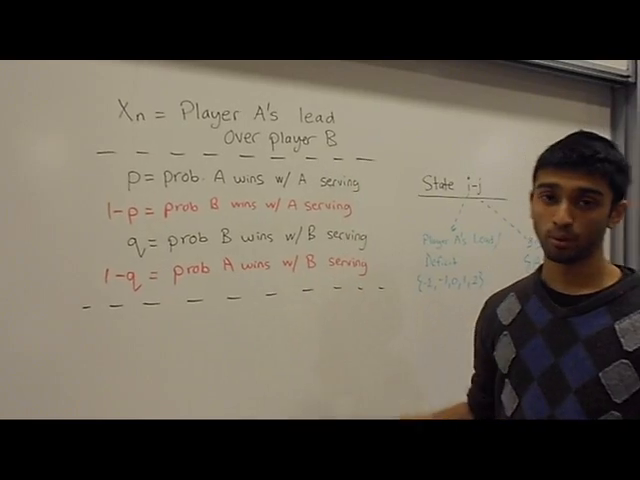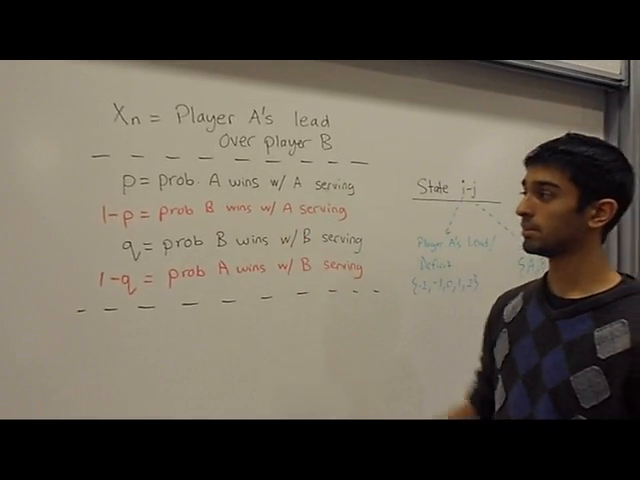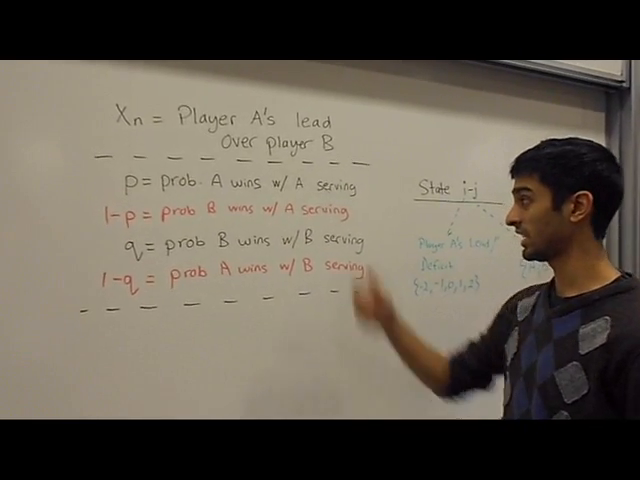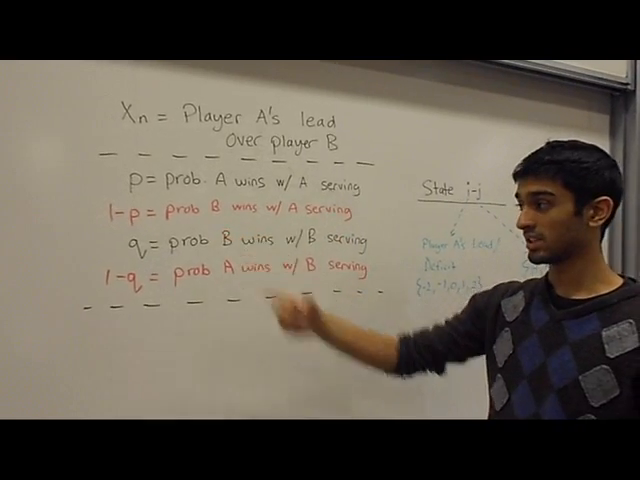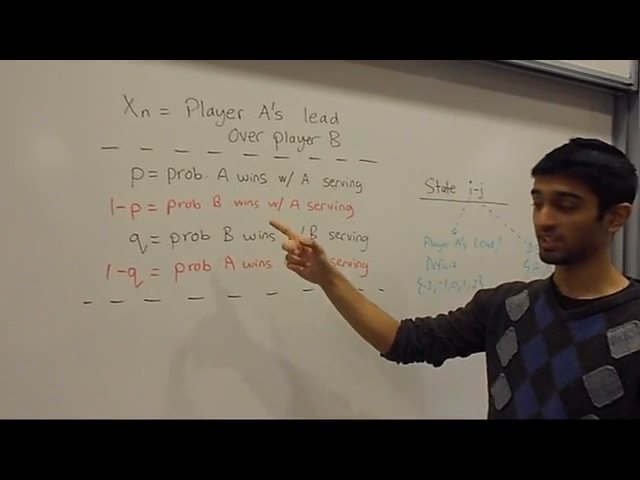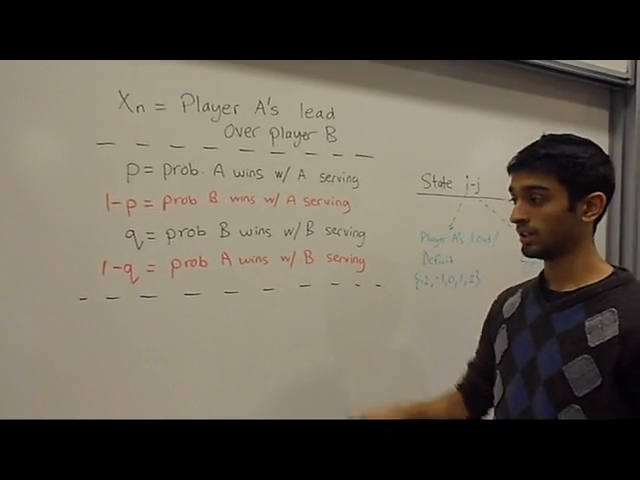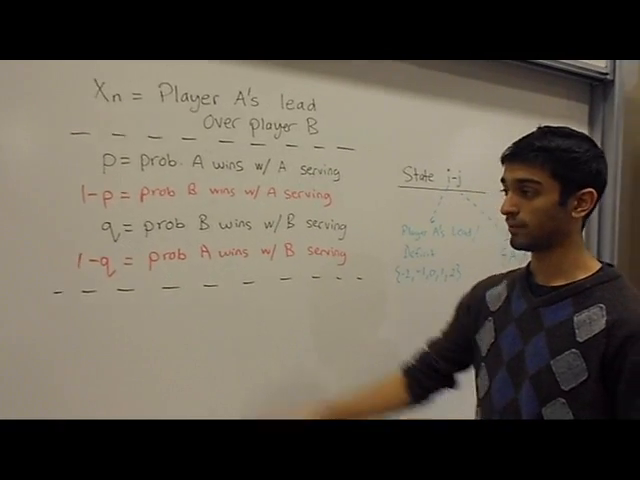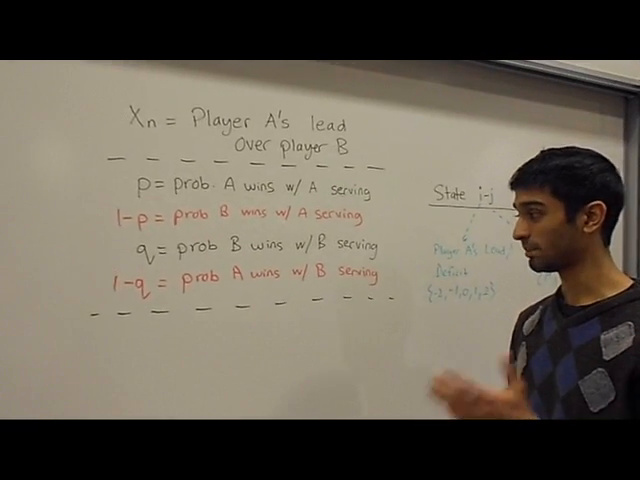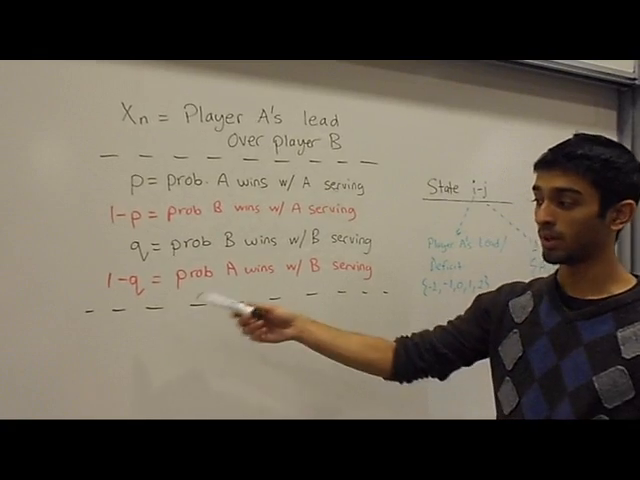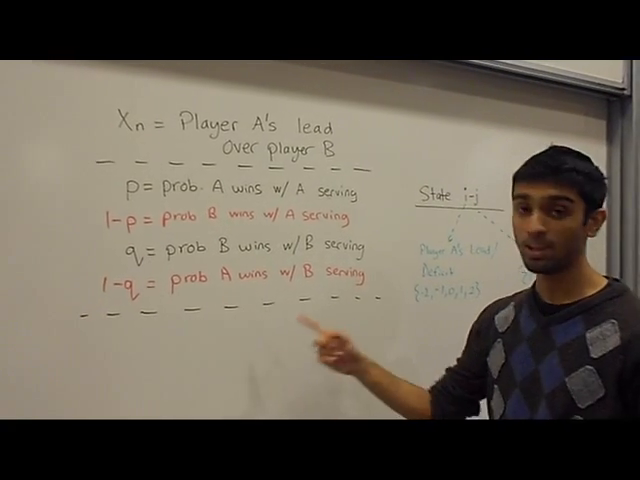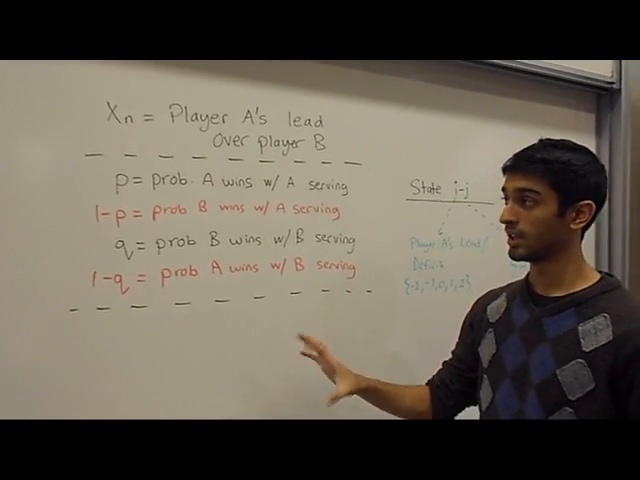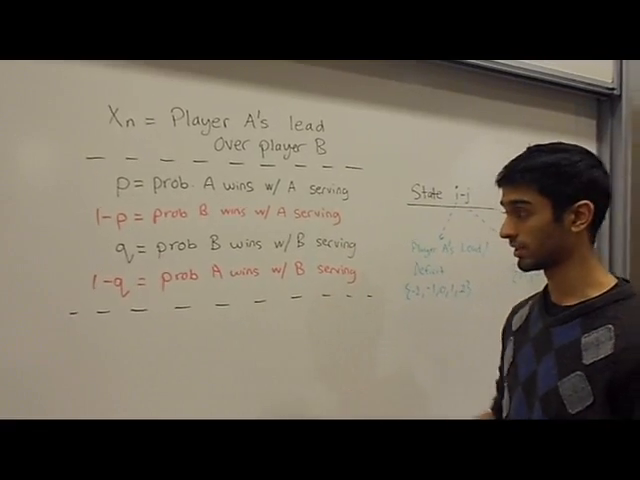And then we had to define 4 probabilities. P is the probability that A wins a rally, given that A was serving. 1 minus P would be the probability that B wins that same rally, given that A was serving. The other 2 probabilities are very similar. We define Q to be the probability that B wins if B is serving, and 1 minus Q to be the probability that A wins the rally, given that B was serving. So these are our 4 important probability definitions.